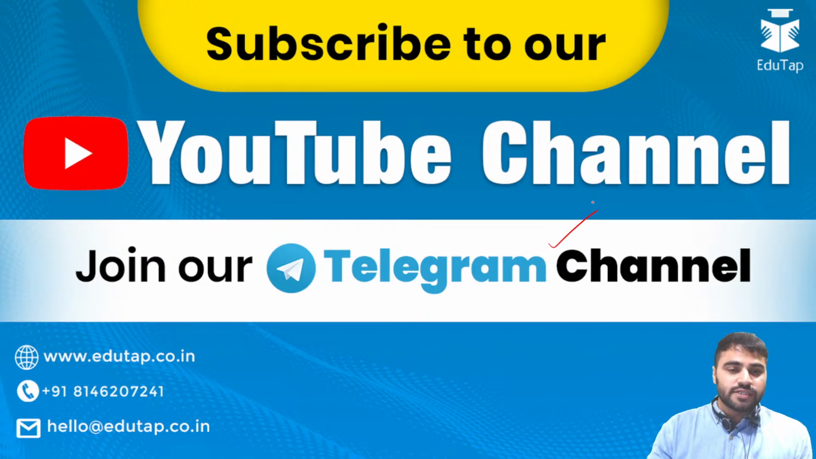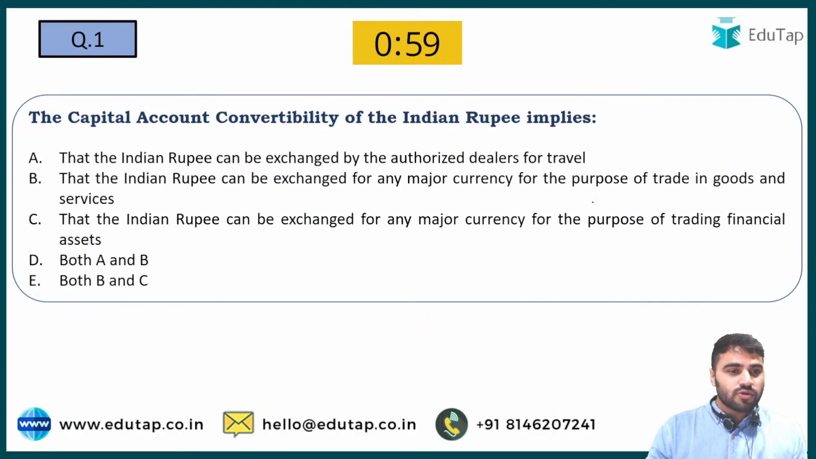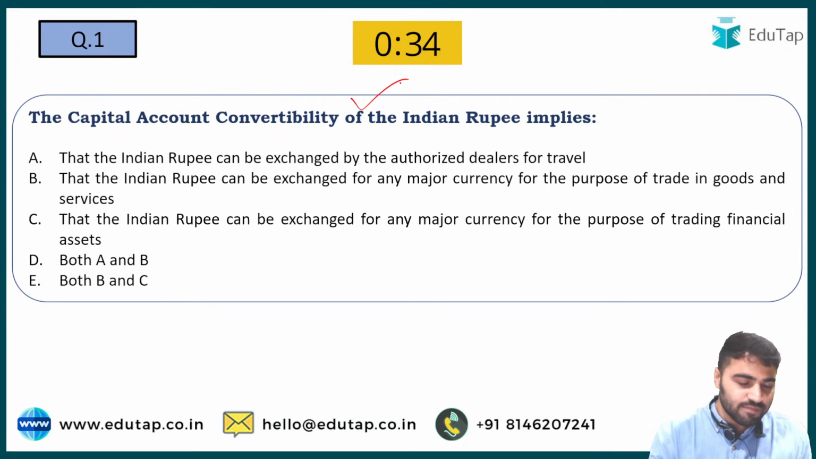So guys, let's proceed. Here in front of you, question number first. The capital account convertibility of the Indian rupee implies, your options are: A, that the Indian rupee can be exchanged by the authorized dealers for travel; B, that the Indian rupee can be exchanged for any major currency for the purpose of trade in goods and services; C, that the Indian rupee can be exchanged for any major currency for the purposes of trading financial assets; D, both A and B, or E, B and C.